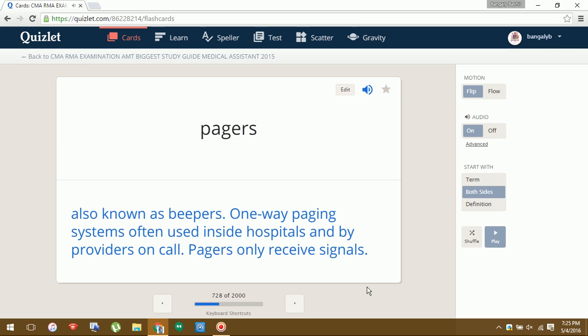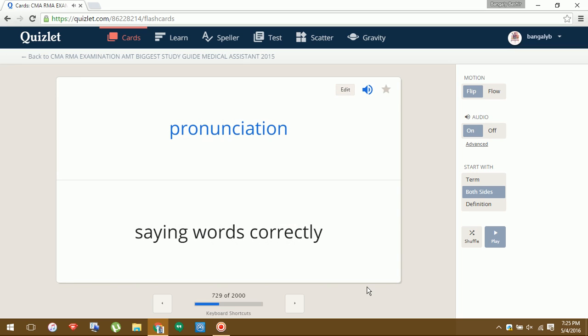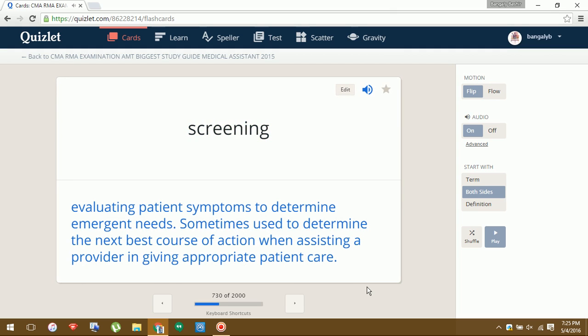Pagers: also known as beepers, one-way paging systems often used inside hospitals and by providers on call. Pagers only receive signals. Pronunciation: saying words correctly. Screening: evaluating patient symptoms to determine emergent needs, sometimes used to determine the next best course of action when assisting a provider in giving appropriate patient care.